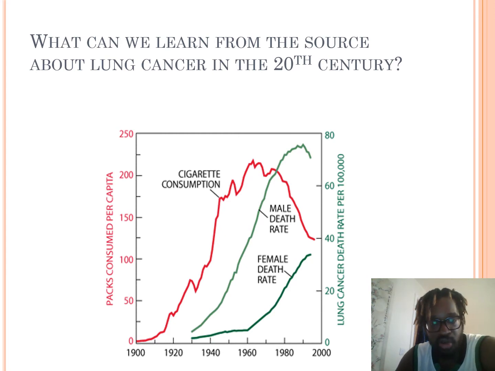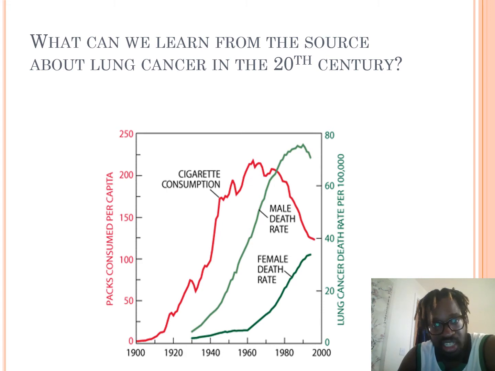So first things first, just a little graph, should be very, very straightforward. Obviously pause the video if you need to analyse the graph properly. But this question in your book, what can we learn from the source about lung cancer in the 20th century? Just give me a couple of bullet points, maybe 2 or 3 bullet points about what this graph is showing you about lung cancer.